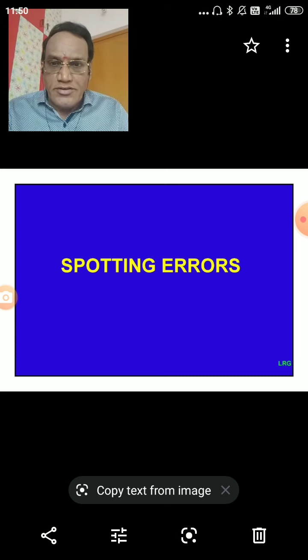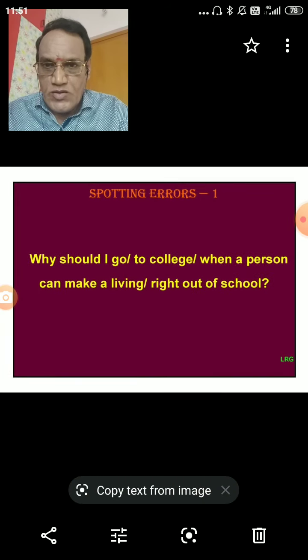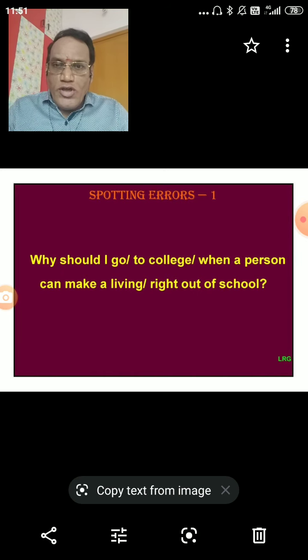Now let us go to the sentence for spotting the error. Why should I go to college when a person can make a living right out of school? Let me read that once again. Why should I go to college when a person can make a living right out of school? Of course, the four sections are marked off with a slash, a slanting stroke. So, where does the error lie? Which section has the error?